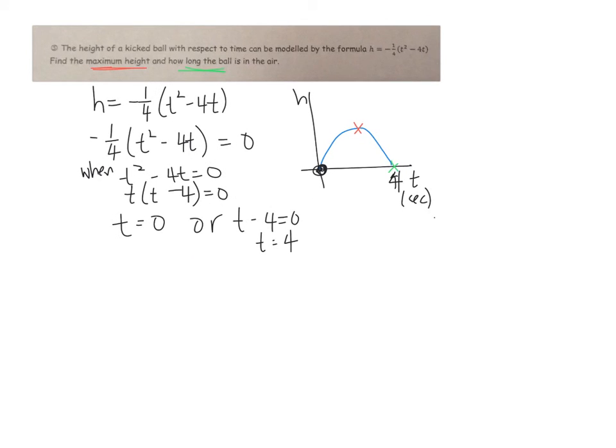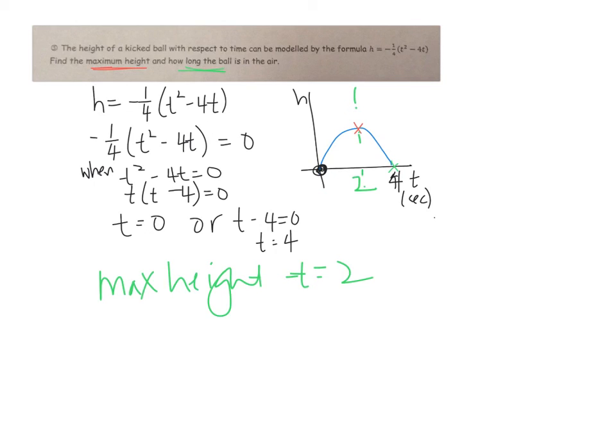So now to find the maximum height. With the parabola, our vertex, or the maximum height, is going to occur halfway between where it started and where it ended. So it's going to be halfway between 0 and 4. So we can draw a line going down from halfway between 0 and 4. We know that that's at x equals 2, or t equals 2. So maximum height occurs when t equals 2.